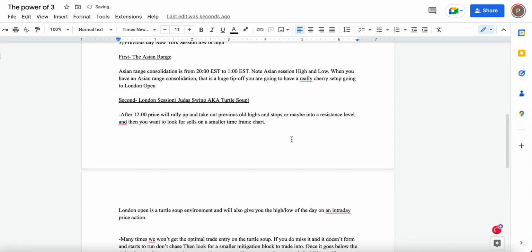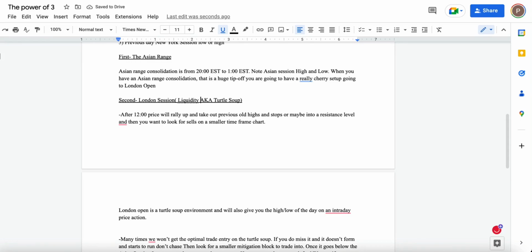Eastern time. So what happens next is we do know that during London session, it is a prime time to be looking at liquidity grabs, turtle soup, Judas swing. They all mean the same thing, but they're just said in different terms. So let's just use liquidity grab because that's the most simplest. So we know that London session is prime time for liquidity grabs.